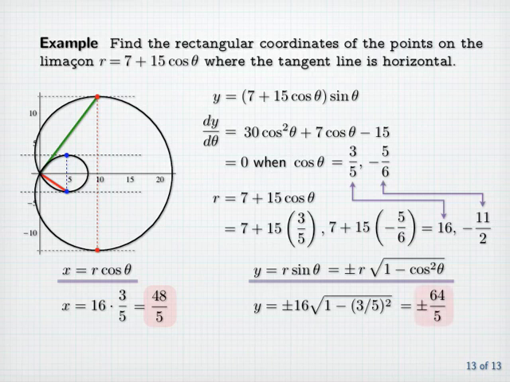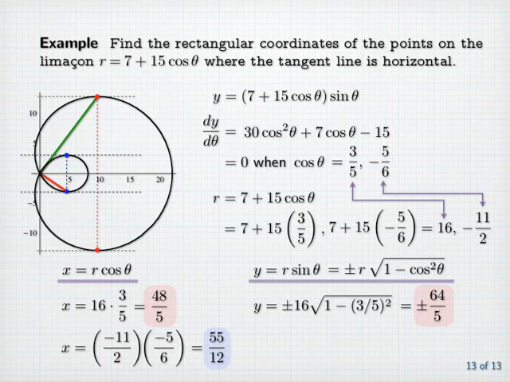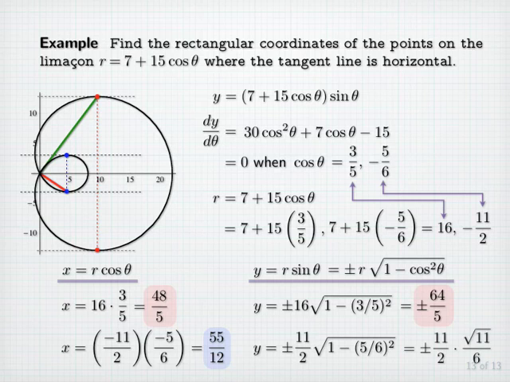With r equals minus 11 halves and cosine θ equals minus 5/6, we get x equal to 55 over 12. This is the x-coordinate of both of the blue points in the figure. The corresponding y-coordinates are plus or minus 11 halves times the square root of 1 minus the square of 5/6, which turns out to be plus or minus 11 halves times the square root of 11 divided by 6, or plus or minus 11 root 11 divided by 12.